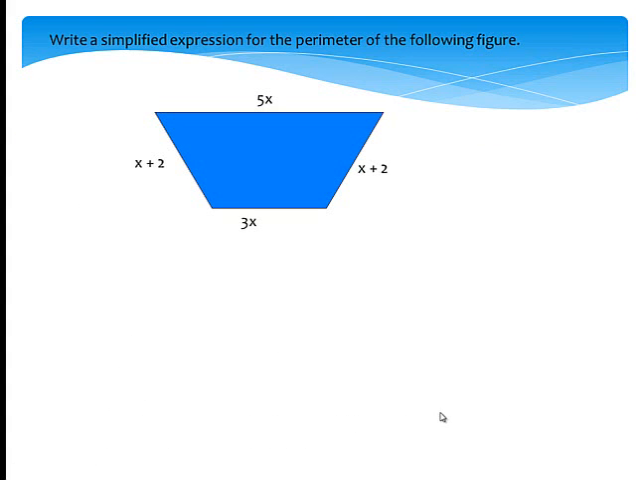Okay, so let's say I had this and I wanted to write a simplified expression for the perimeter. Well, how do you find the perimeter of a figure? You add up all the sides. So you would add up 5x plus x plus 2 plus 3x plus x plus 2. Add like terms, 5, 6, 7, 8, 9, 10x plus 2, and plus 2 is plus 4.